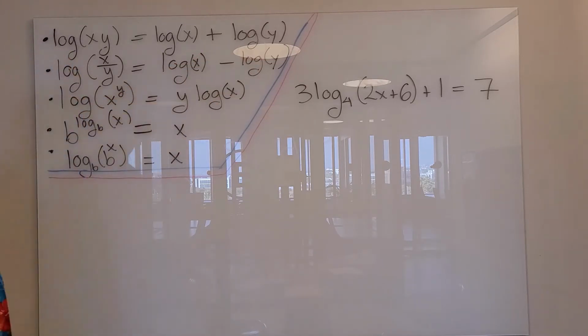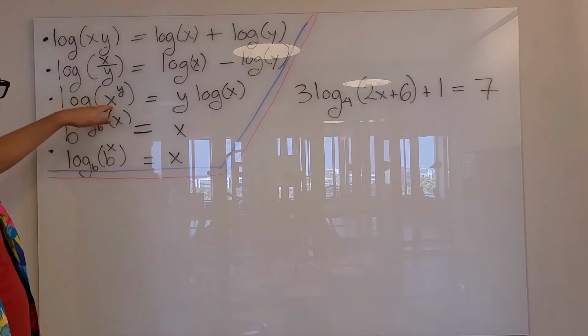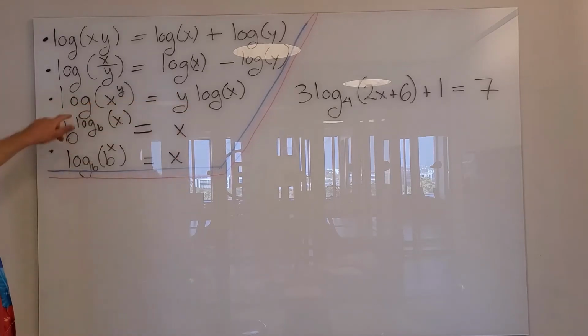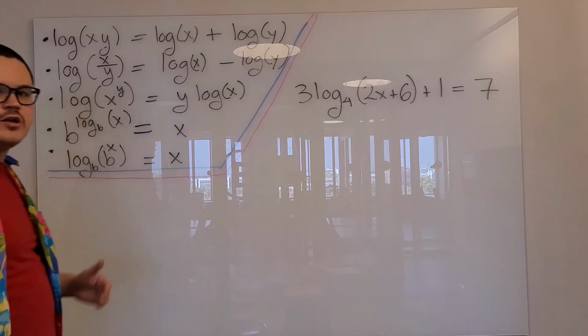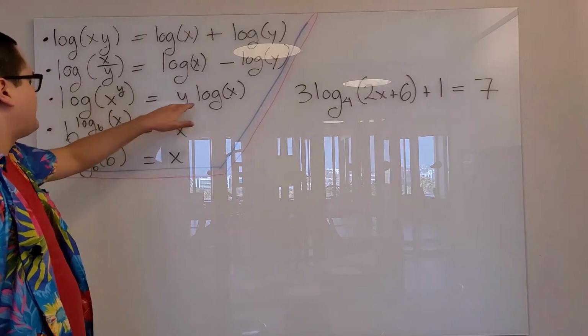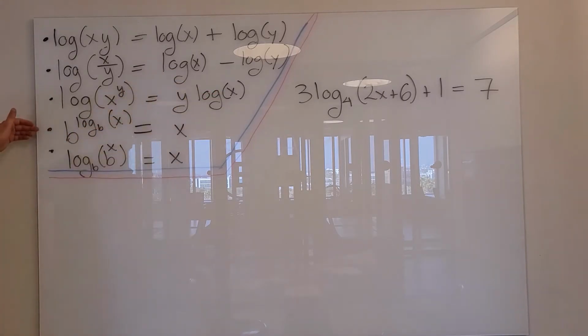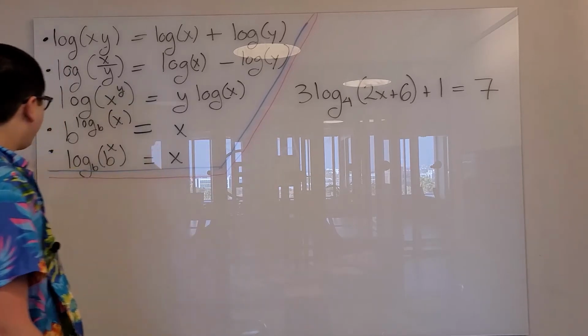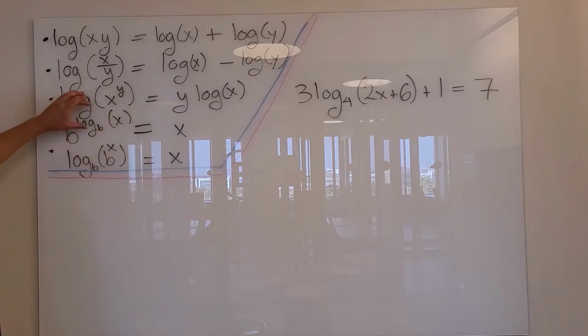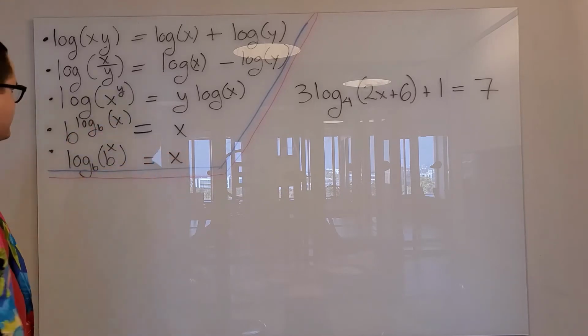Rule number 3, logs convert exponentiation to multiplication. So if I have log of x to the y power, that becomes y times log x. Rules number 4 and 5 say that log is the inverse of exponentiation. So if I have a base b and I raise it to the power of log base b of x, I get x back. If I take log base b of b to the x power, I get x back.